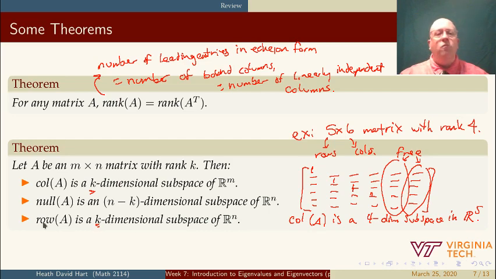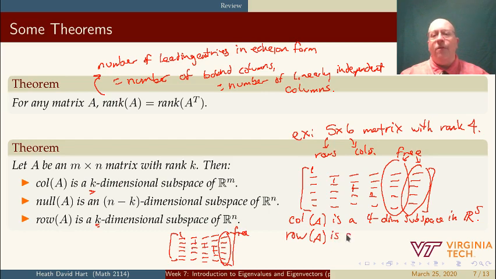I'm going to move down and look at row space now. When I transpose this matrix, because of this theorem up here, the transpose matrix will also have a rank of 4. It will have 6 rows and 5 columns, and 4 of the columns will have leading entries, and 1 of the columns will be free. And so the row space will still be 4-dimensional.